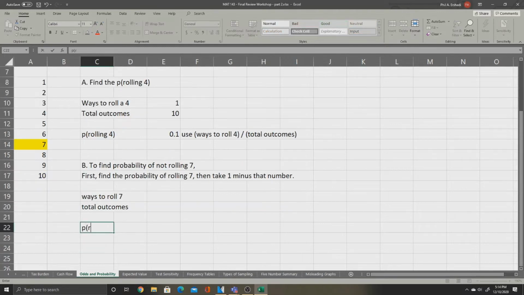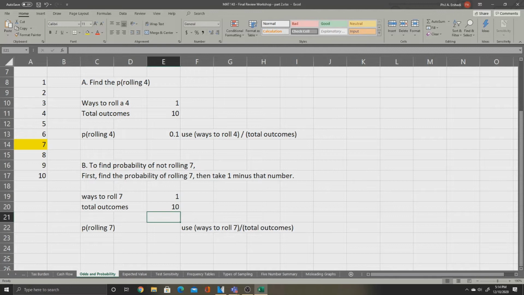Our probability of rolling 7, again, we're going to use the ways to roll 7 divided by the total outcomes. We have one way to roll 7 and 10 total outcomes. So our probability of rolling a 7 equals our ways to roll 7 divided by the total outcomes, again giving us a probability of rolling a 7 of 0.1.